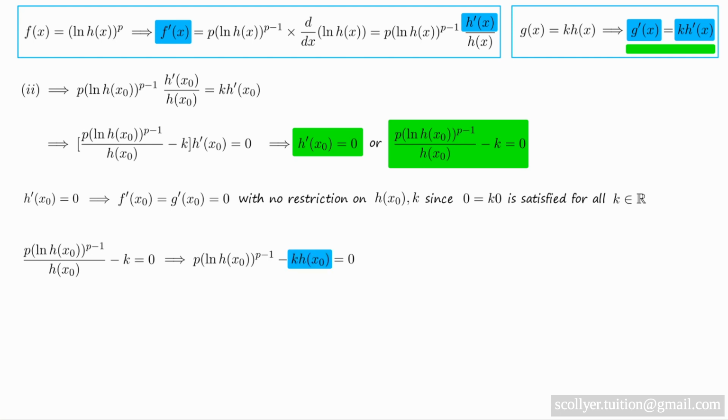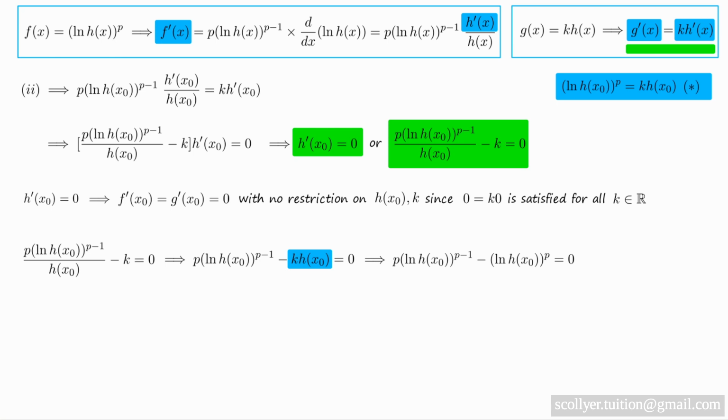But the k times h of x sub 0 term from the statement that we called star is equal to the log of h of x sub 0 to the p, and so we have that p times the log of h of x sub 0 to the p minus 1 minus the log of h of x sub 0 to the p equals 0.